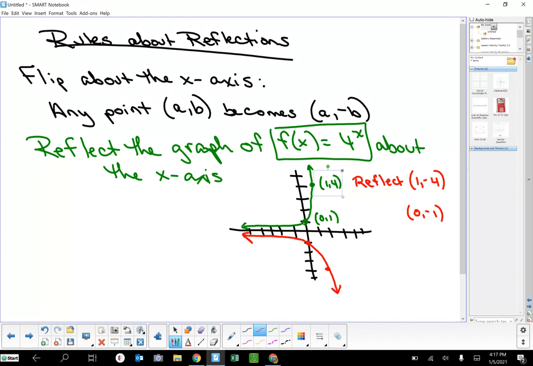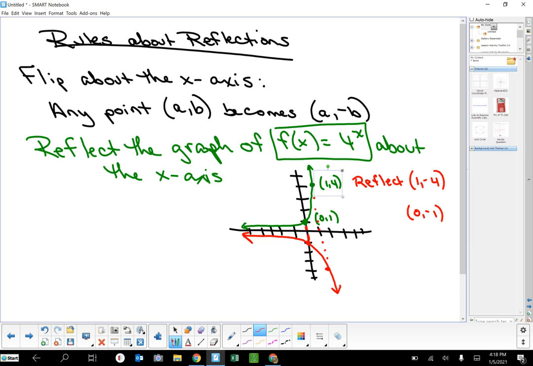Or if you can see, you're just going to drag them equidistant. So this is 1 unit away, so you're going to go 1 unit away. And this is 1, 2, 3, 4 units away, so you go 1, 2, 3, 4 units away. So you just drag it to the x-axis and then the opposite distance on the other side. But if you like the rules and you don't want to do it visually, that's a way that you can do that.